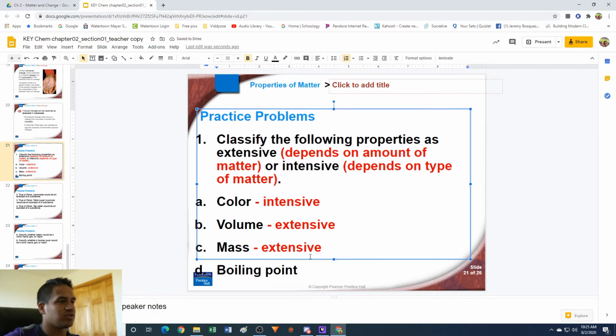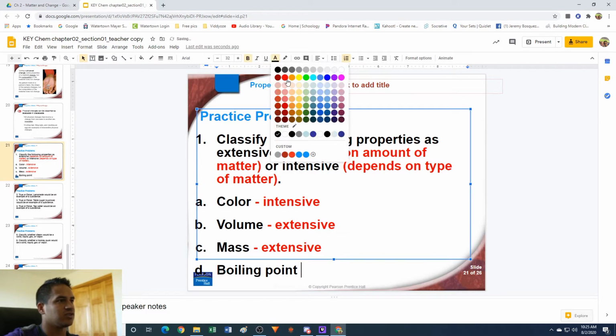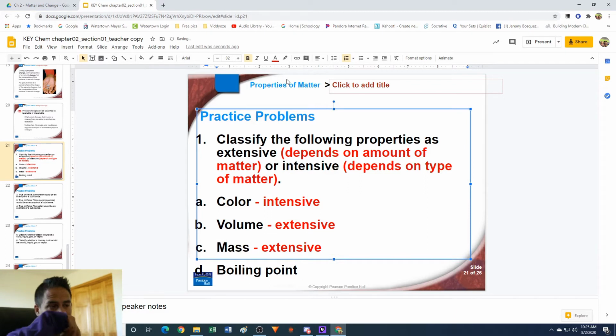And then boiling point, or the temperature that it turns from liquid to gas and it boils, that's going to be dependent on the type of matter, right? So think, for example, water. Water boils at specifically 100 degrees Celsius. It doesn't matter how much you have. If you have a giant bucket of water or a little cup of water, it's still going to boil at the same temperature. So that is an intensive property.